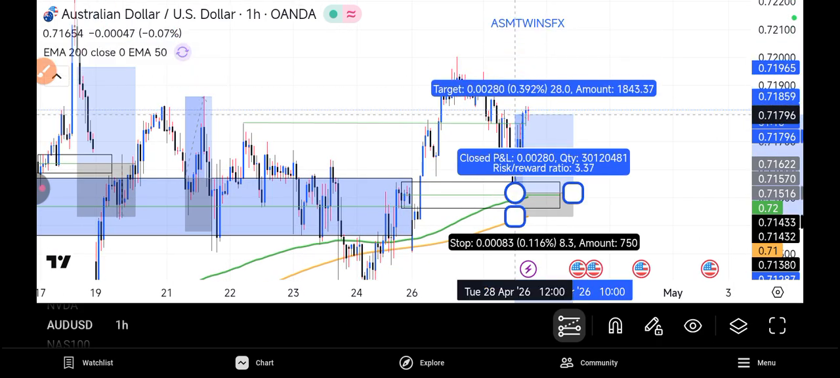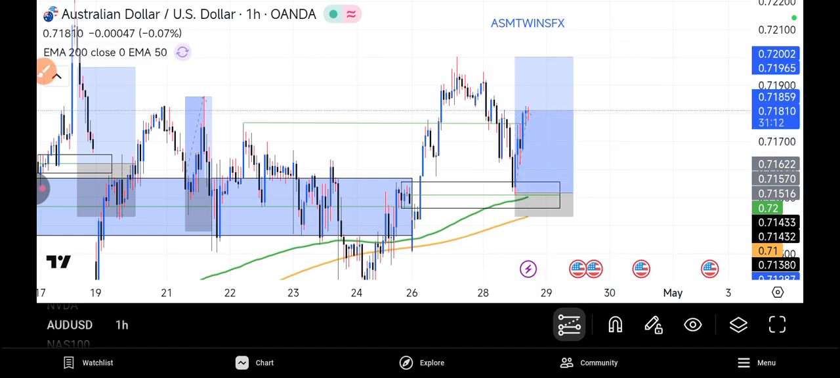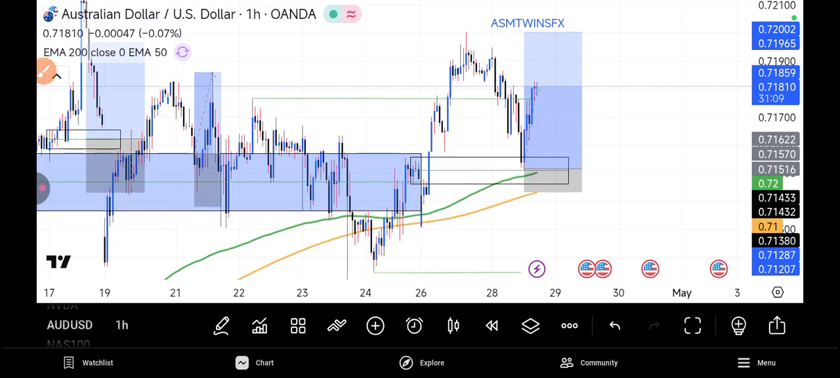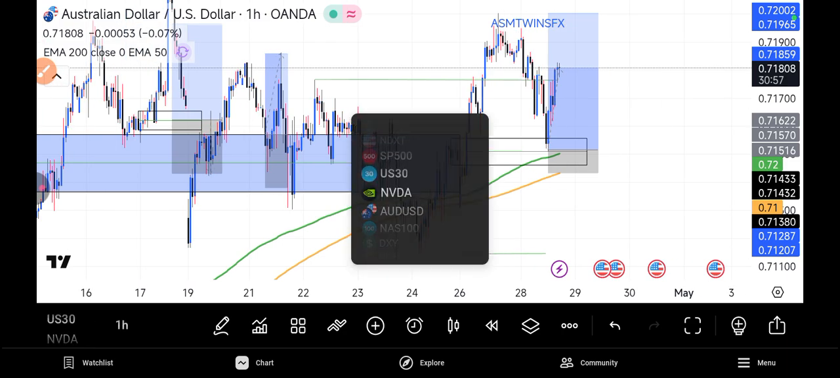If you measure it, that is already 28 pips, but at this area we are expecting 48 pips. Usually my trading style on AUD is that it will be just 20 pips, then I will be out of the trade. But that is that. Let's go over to our US 30.